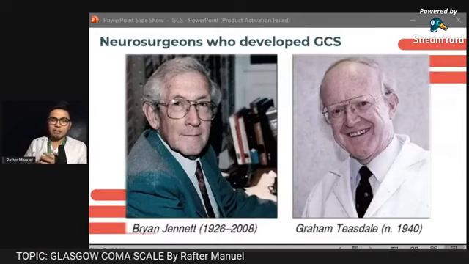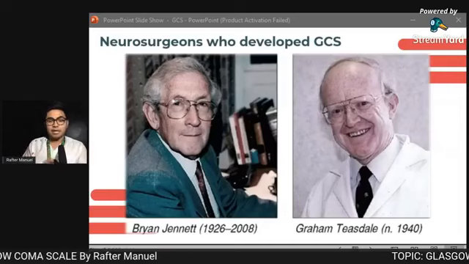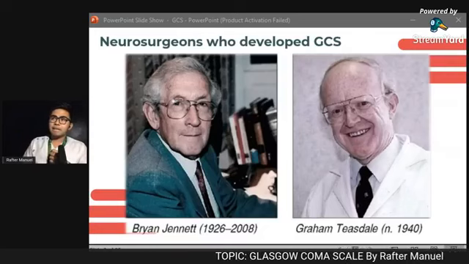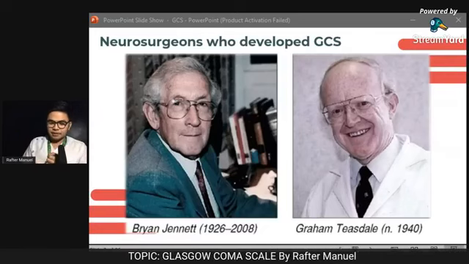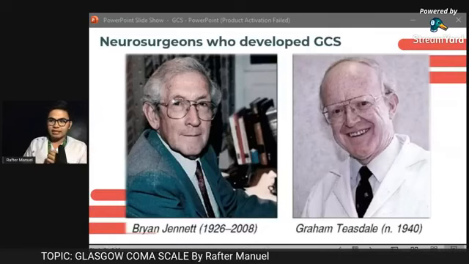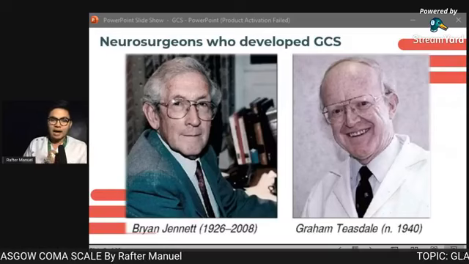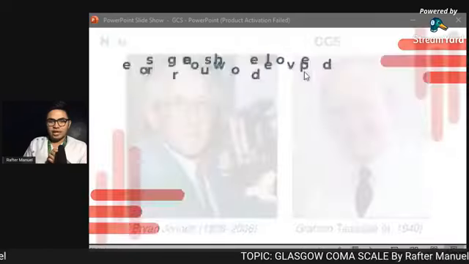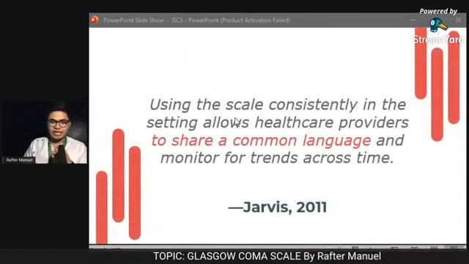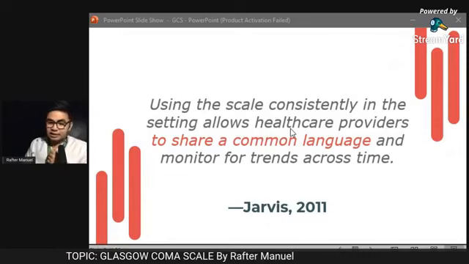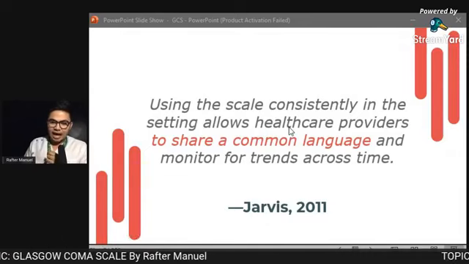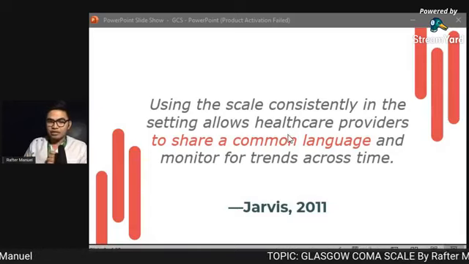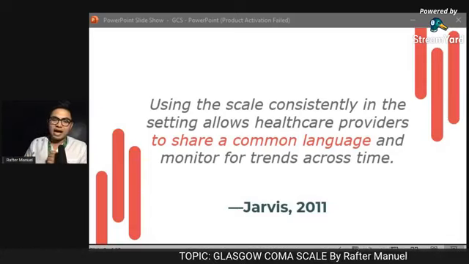But the scale is now being used for many acutely unwell patients today. In the hospital, you would see healthcare workers use this scale inside the emergency room, inside the ICU. I would like to share what Jarvis said. Jarvis, in 2011, said that using the scale consistently in the setting allows healthcare providers to share a common language and monitor for trends across time.